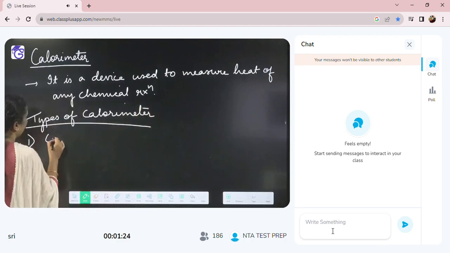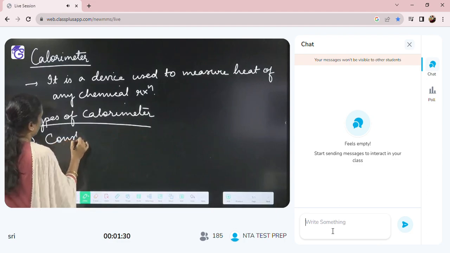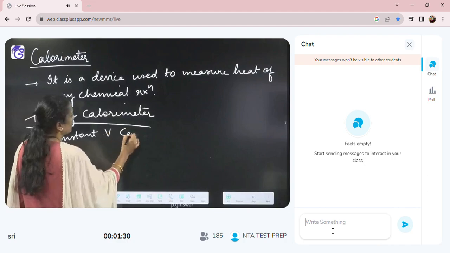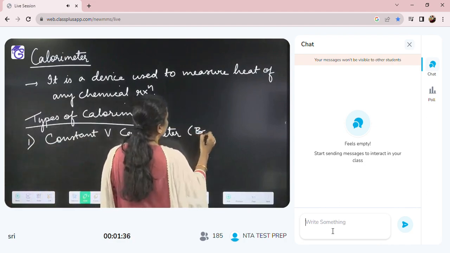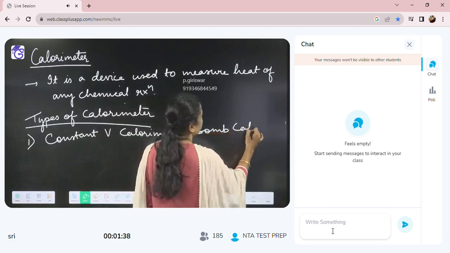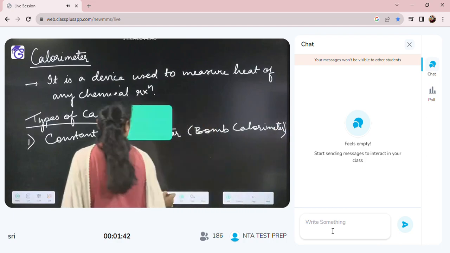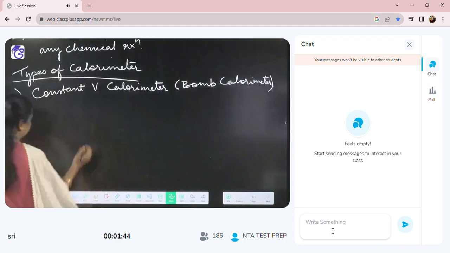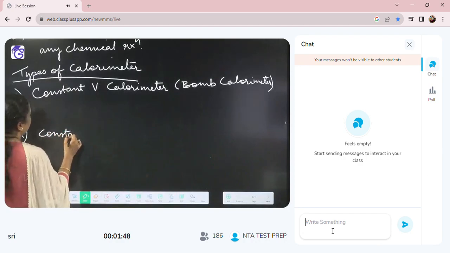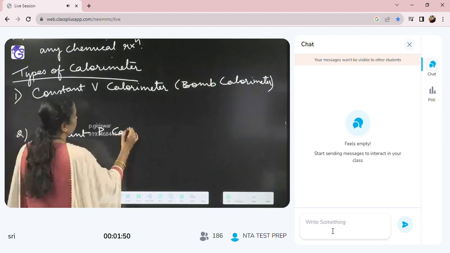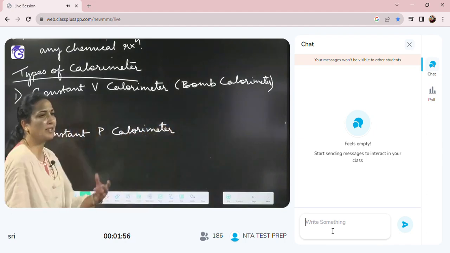One is constant volume calorimeter. And specifically in that, we are going to read about the bomb calorimeter. And the other one is your constant pressure calorimeter. I am leaving one line here. One is constant pressure calorimeter. Sometimes it is also known as coffee cup calorimeter or that kind of arrangement.